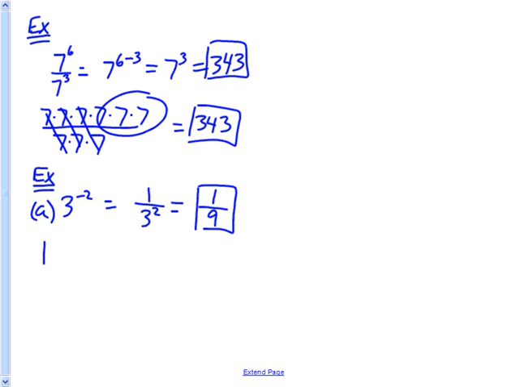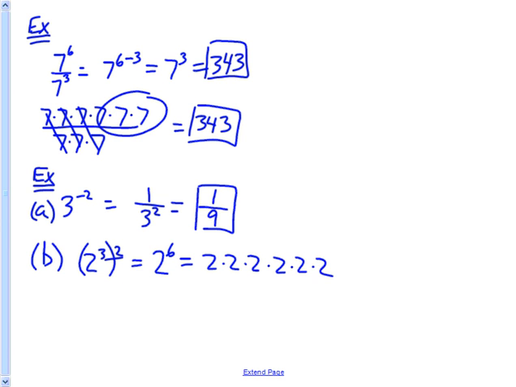Let's do another one. How about 2 to the 3rd, squared? Well, this is a power of a power property. So those two exponents, you're going to be multiplying. So that is 2 to the 6th, or 2 times 2 times 2, 2 times 2 times 2. So that's 8 times 8, so you have 64 here.